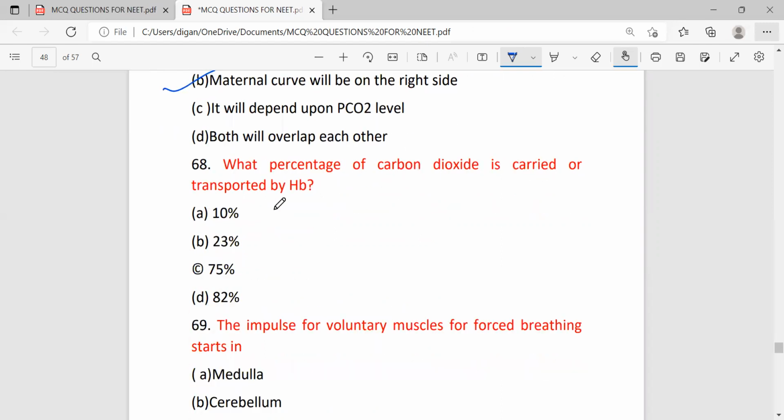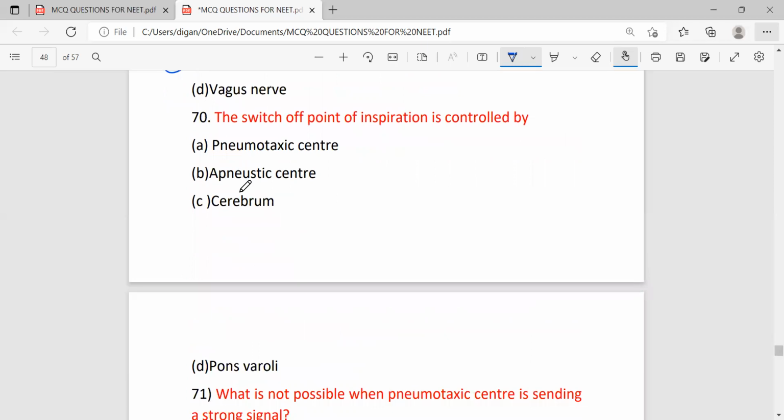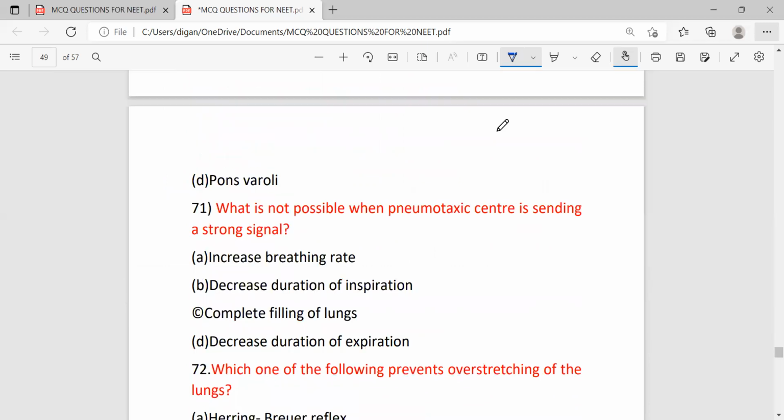What percentage of carbon dioxide is carried or transported by Hb? For 68, the correct option is C, that is 75%. The impulse for voluntary muscle for forced breathing starts in, for 69, the correct option is cerebrum. The switch off point of inspiration is controlled by, for 70, the correct option is A, pneumotaxic center.